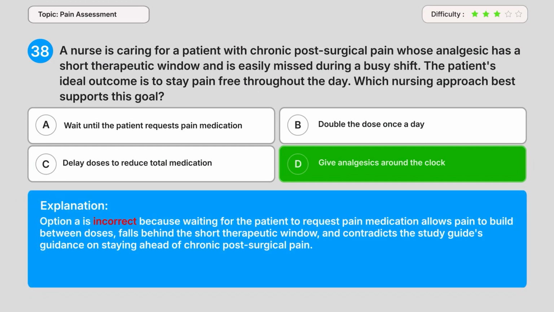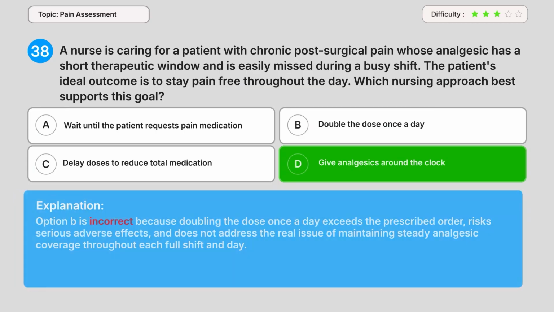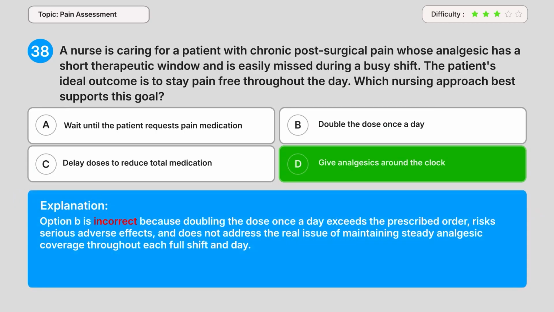Option A is incorrect because waiting for the patient to request pain medication allows pain to build between doses, falls behind the short therapeutic window, and contradicts the study guide's guidance on staying ahead of chronic post-surgical pain. Option B is incorrect because doubling the dose once a day exceeds the prescribed order, risks serious adverse effects, and does not address the real issue of maintaining steady analgesic coverage throughout each full shift and day.